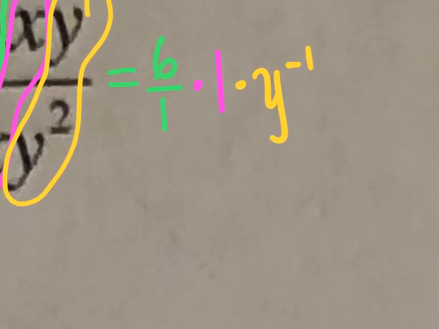Kind of mush this all together. So you get 6 to the 1. This is going to move it to the bottom. So you get 1 over y to the first. Multiply everything straight across. You get 6 over y to the first.